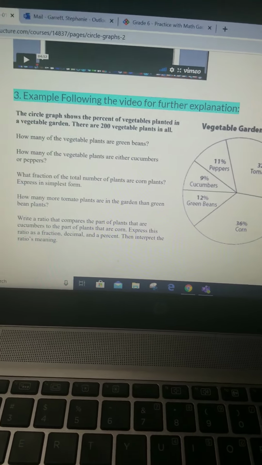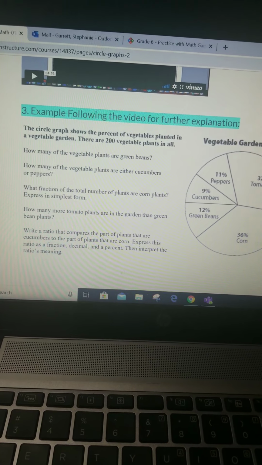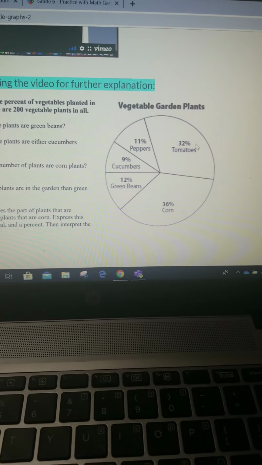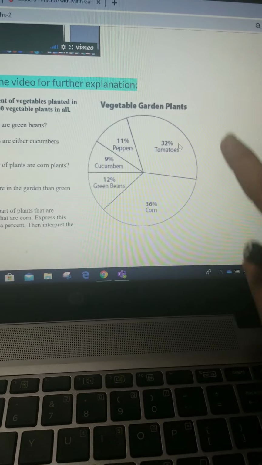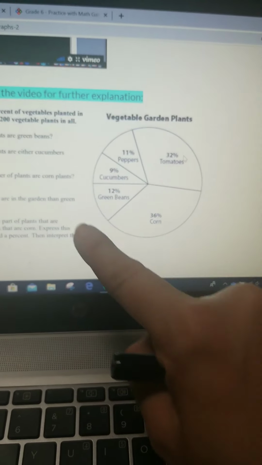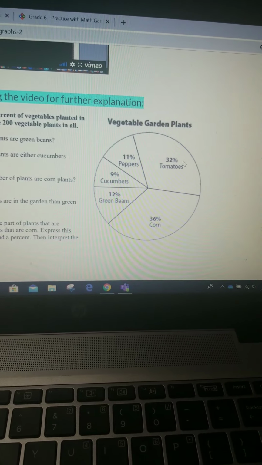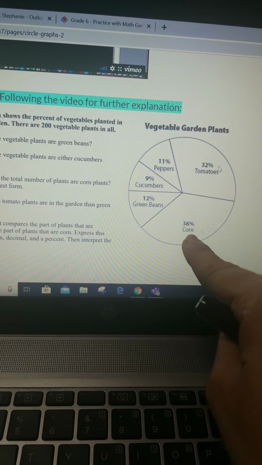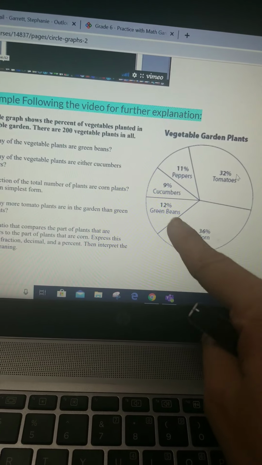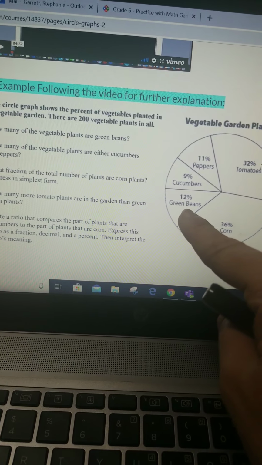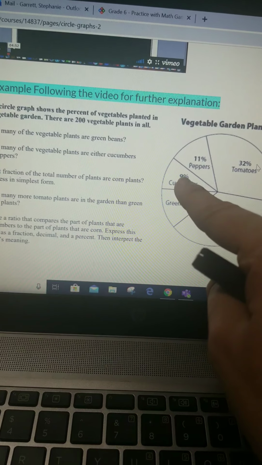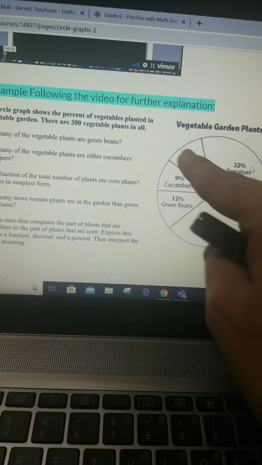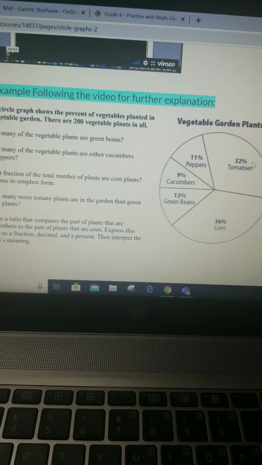It says the circle graph shows the percent of vegetables planted in a vegetable garden. There are 200 vegetable plants in all. So this entire garden, 100% of the garden, represents 200 plants. 32% of the 200 plants are tomatoes, 36% are corn, 12% are green beans, 9% are cucumbers, and 11% are peppers.